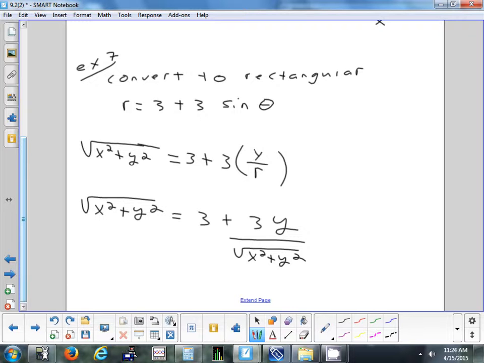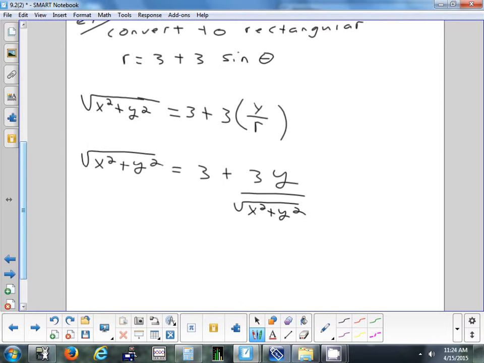And last thing I'll do just to try and clean it up a little bit is multiply everything by the square root of x squared plus y squared. That's at least going to get rid of this fraction. Okay, so multiply it to the first term on the left side, the second term, and the third term.